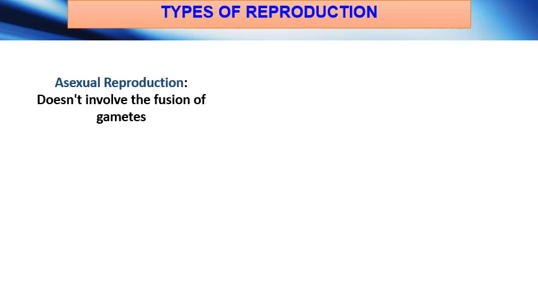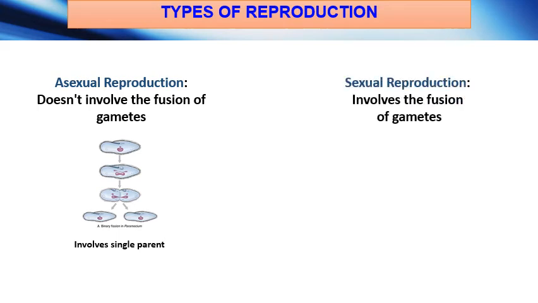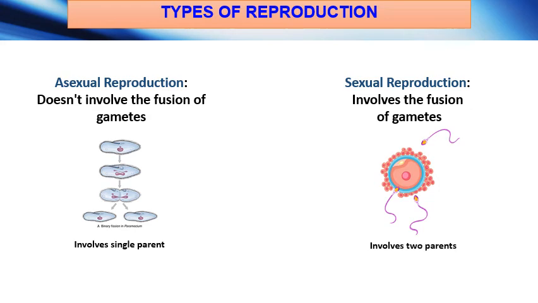Okay, let's recall both types of reproduction. First, asexual reproduction doesn't involve the fusion of gametes because it only involves a single parent. But sexual reproduction will involve the fusion of gametes because it involves two parents.